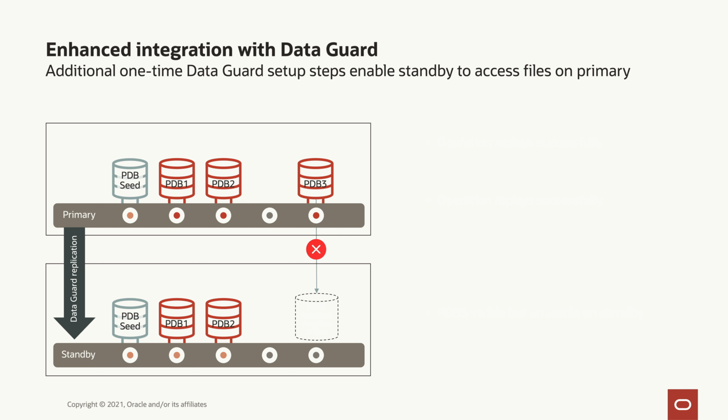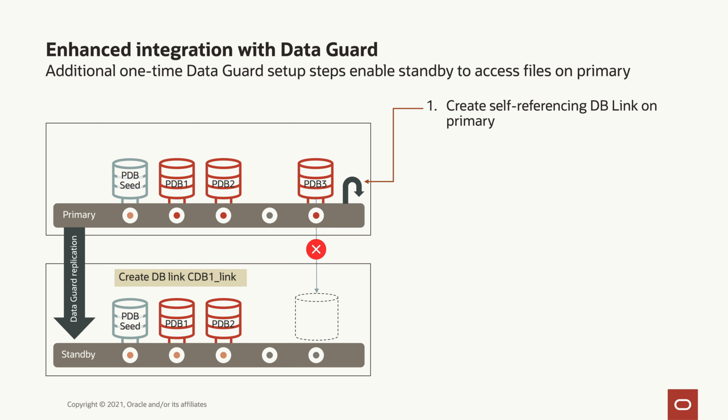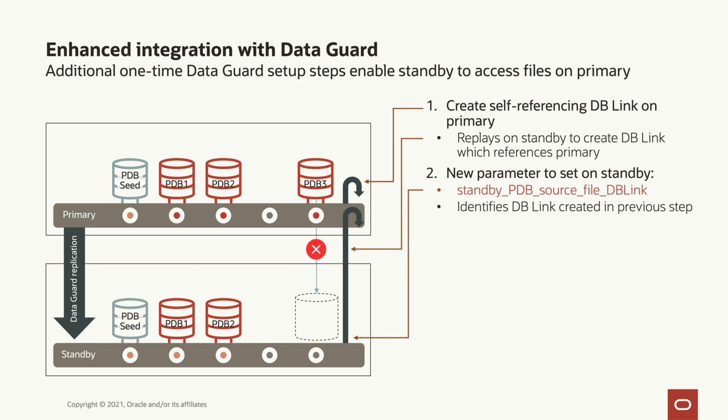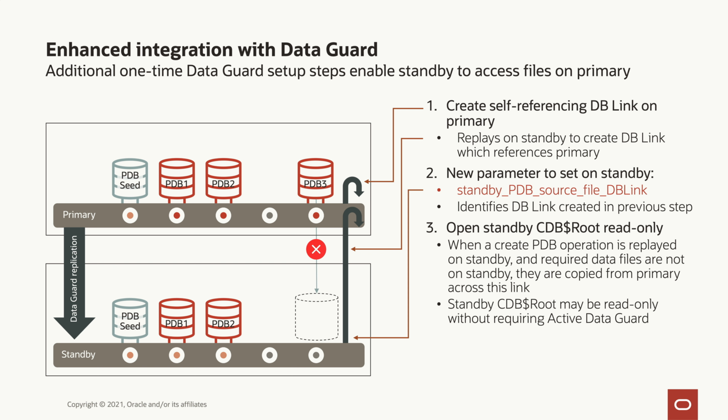Let's discuss the additional one-time steps involved in DataGuard setup. We start by creating a self-referencing database link on the primary. This replays successfully on the standby to create a database link referencing the primary. Next, we set a parameter on the standby. This is named standby PDB source file DB link, and it should reference the database link created in the previous step. Finally, CDB root of the standby should be opened read-only.